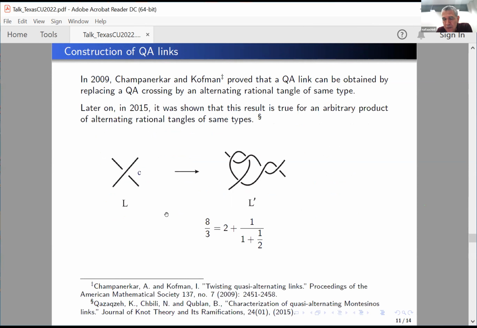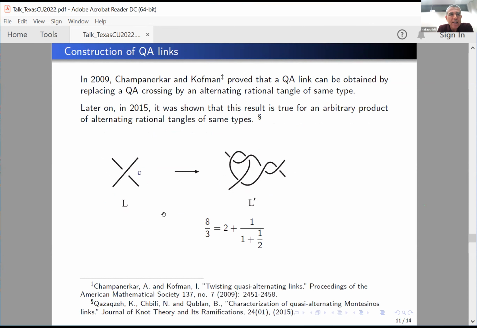So I don't have much time, but what I wanted to talk about mainly is how to construct new examples of quasi-alternating links. We have obstructions that can help tell that this knot is not quasi-alternating, but how to prove that one is quasi-alternating, it is the difficult part of the problem.